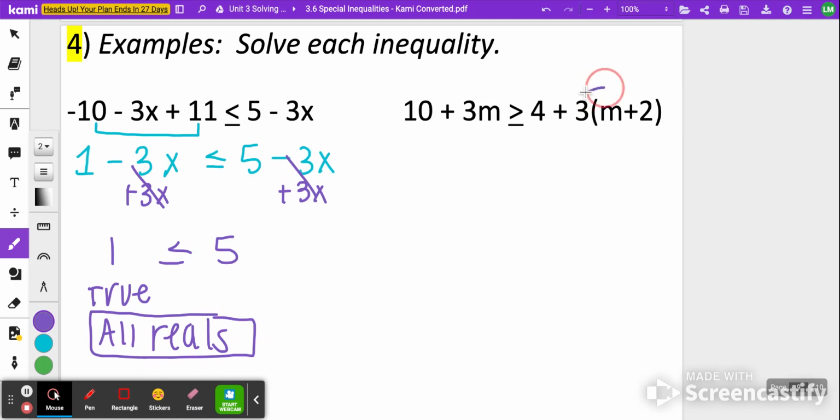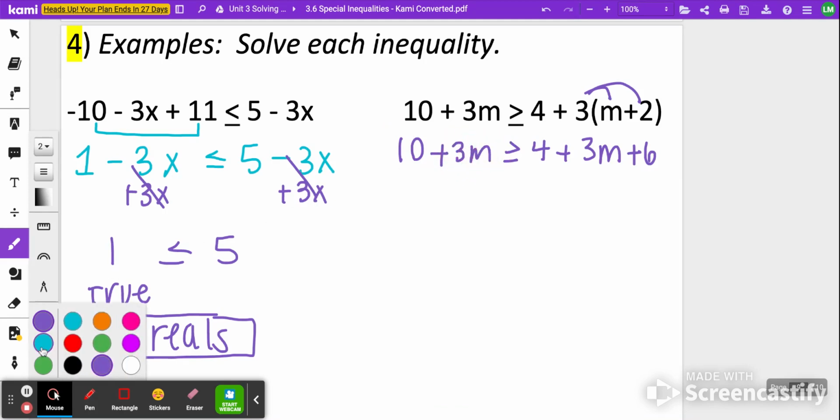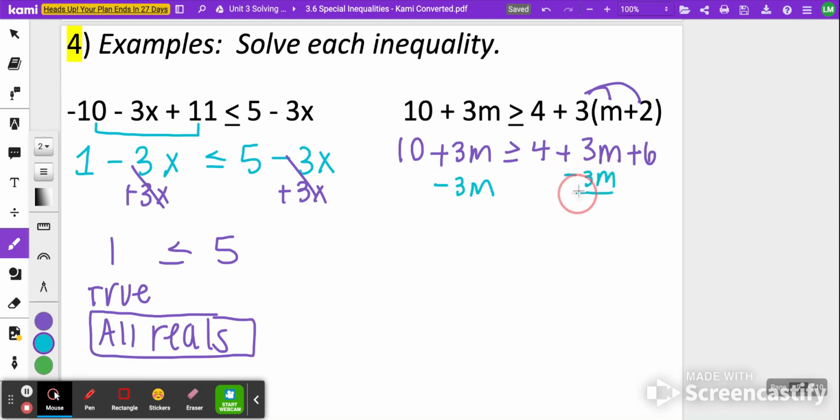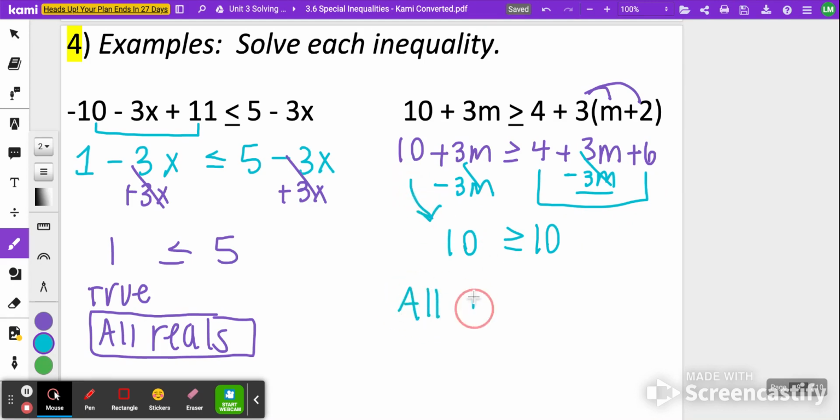Over here, though, I have some distribution to take care of first. This is going to give me 3m plus 6, and I still have a plus 4 hanging out in front of it, is greater than or equal to, then I have that 10 plus 3m. Again, we start off by subtracting 3m from both sides. And I did see I needed to combine these two, so I'm going to also combine them on my way down. 4 and 6 make 10. Bringing down my greater than or equal to symbol, still have the 10 from this part. 10 is greater than or equal to 10, so this would be all reals or all real numbers.